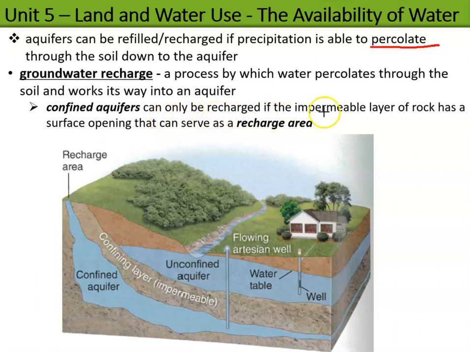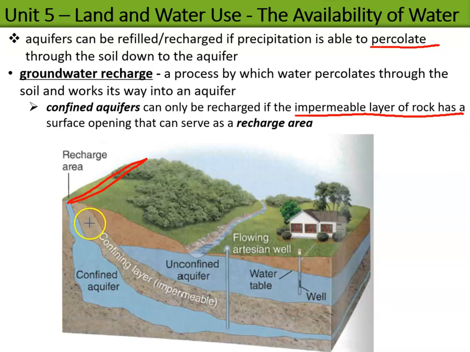Now, confined aquifers have a very limited way of recharging. They can only be recharged if the impermeable layer of rock has a surface opening that can serve as a recharge area. So in this diagram right here, there is a point where this confined aquifer actually rises up to the surface, and there's this small little patch of land, and maybe it extends all the way along this little corridor right here, but it's a small area. That's the recharge area, and so if precipitation falls there, it can actually percolate down and fill up that confined aquifer, but they're much more limited with their recharge capabilities, and they generally take much longer.